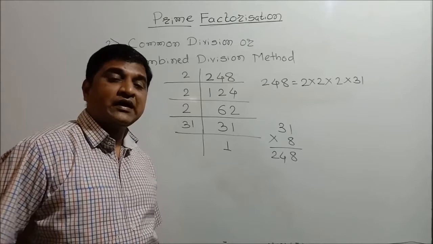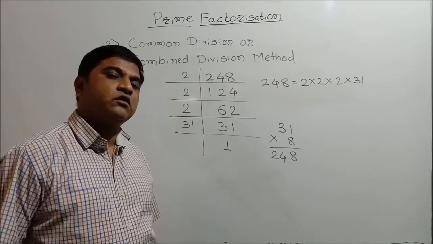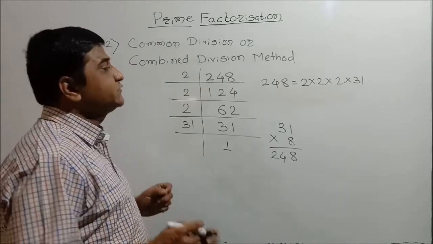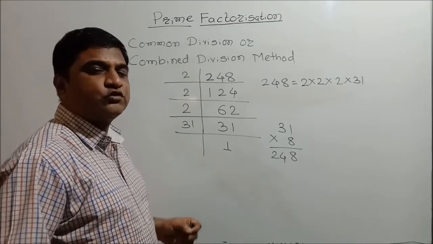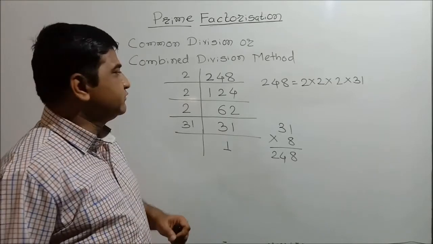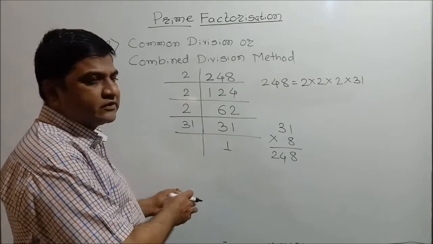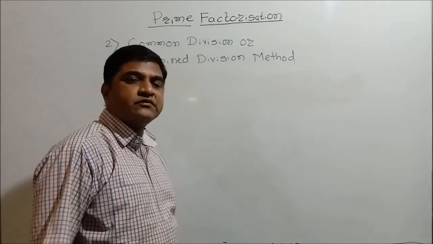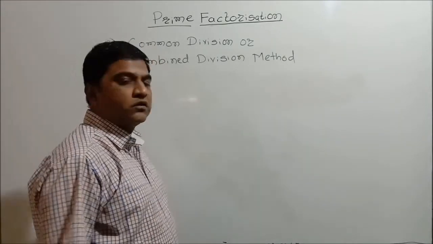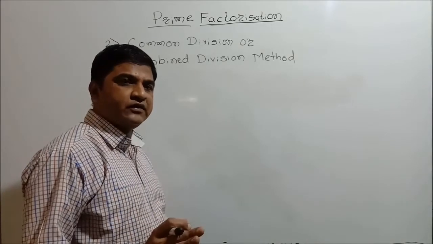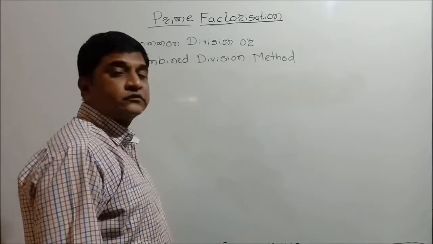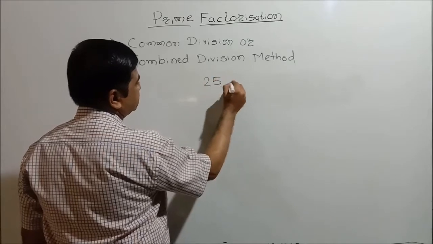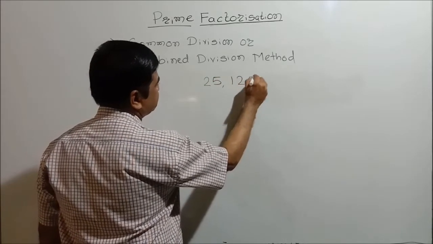factorization. Well, I can make the prime factors of 2 or more numbers simultaneously with this combined method or common division method. That's why it is named a common division method. So you give me 2 or 3 numbers, I am going to divide them commonly with this combined division method. Let us take an example of it. It is said to find the prime factors of 125 and 25 simultaneously at the same time.